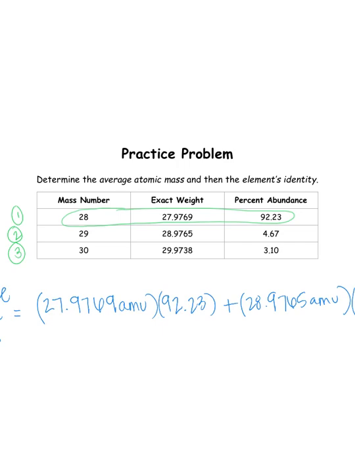It's the last isotope. I'm going to have to add another plus sign, and then I will copy down the exact weight exactly as it appears in the table, 29.9738 atomic mass units, times, I'm kind of running out of room here, but okay. And this third isotope is the least abundant isotope. It only occurs 3.10% of the time.